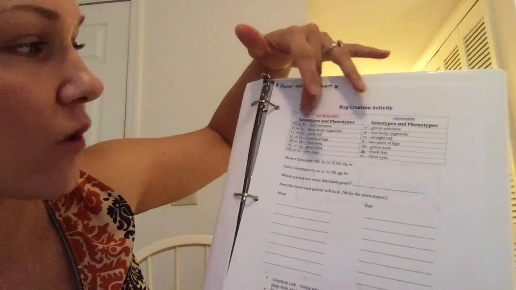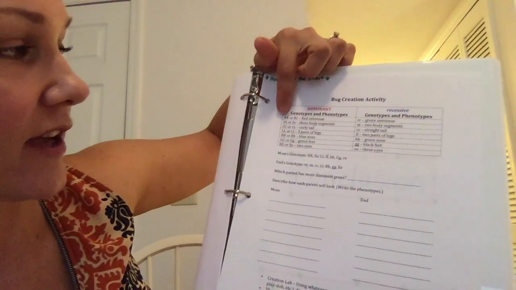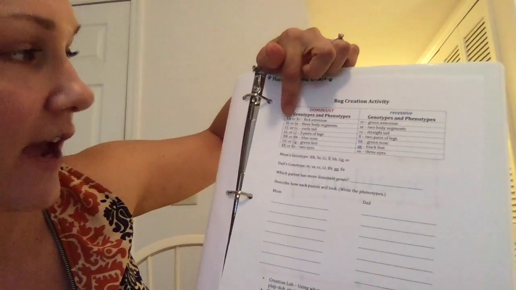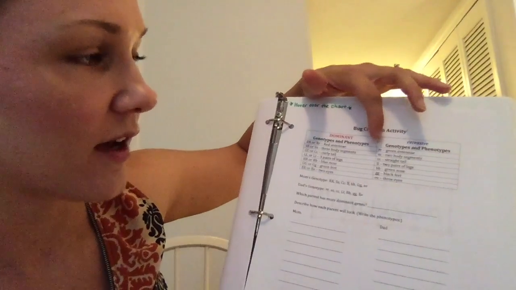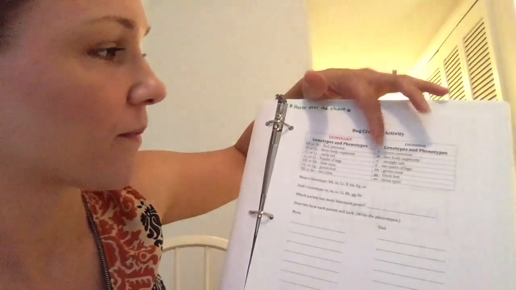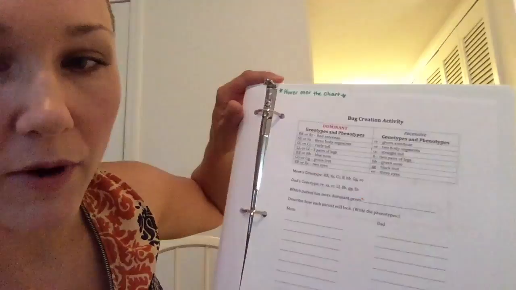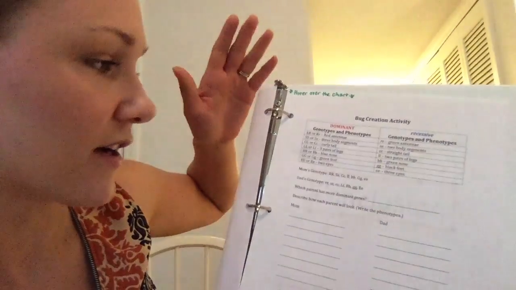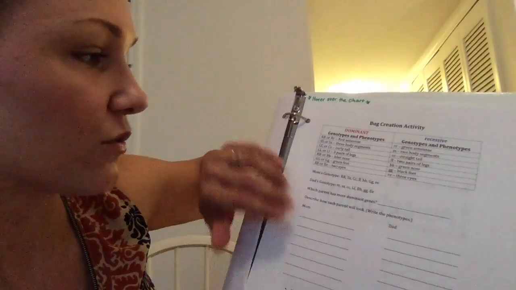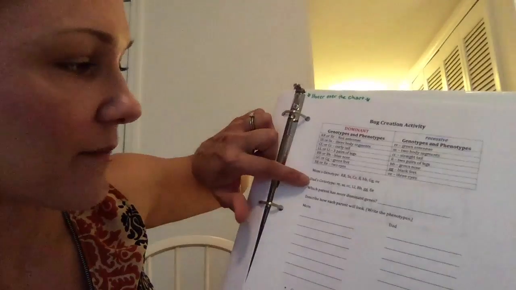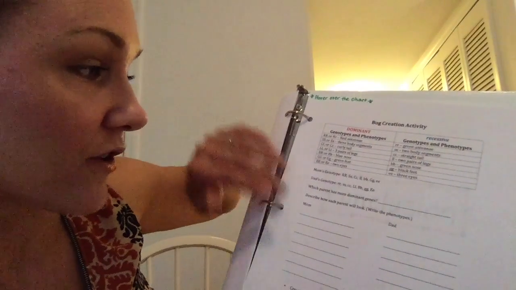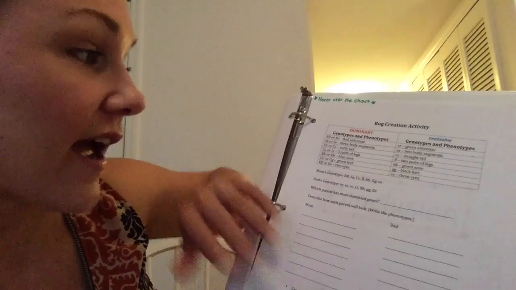And so I have dominant, and it shows me that the red antenna is going to be dominant, and you can have a homozygous, capital R, or a heterozygous, capital R, lowercase r, and the green antenna would be homozygous, lowercase r. And so it goes through all the body parts of this bug, and then we're going to look at the mom's genotype and the dad's genotype and figure out what they're going to actually look like.